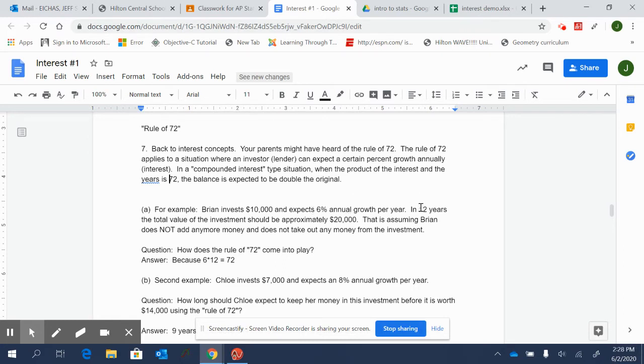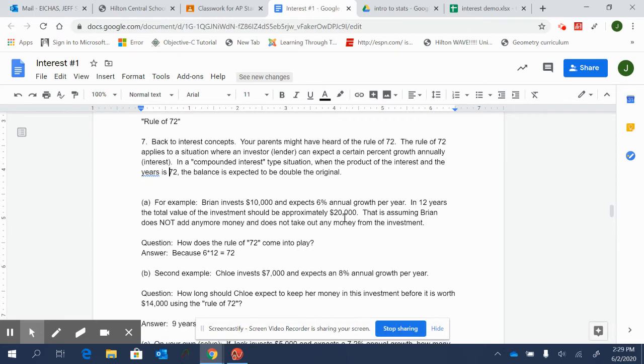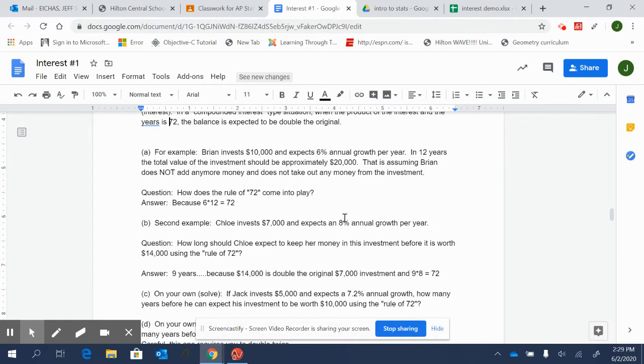6 times 12 is 72. So the percent growth times the time, if that's 72, you can expect your investment to double. Now, it's just close. It's an approximation. But if your parents ever say, did you learn the rule of 72? If you start talking finances with somebody and you don't know the rule of 72, they're just going to shut down. They're not going to listen to you. They're going to know that you really don't understand a really basic concept.